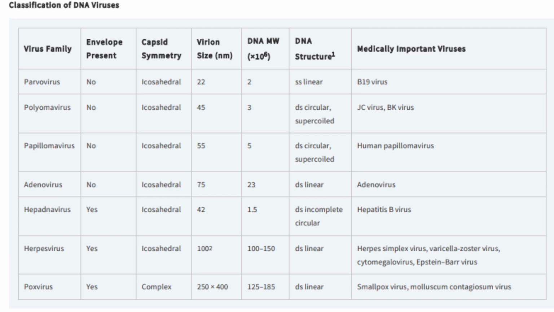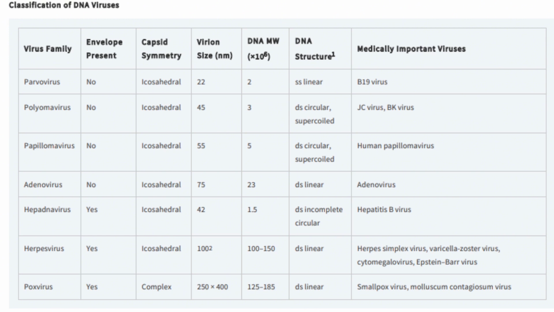Virus families: parvovirus, polyoma, papilloma, adeno, hepadna, herpes, and pox virus, arranged in increasing size. So parvo is the smallest, pox virus is the largest, and this shows which has an envelope and which does not. In symmetry, all are icosahedral except the pox virus, which is complex. And in DNA structure, all are double-stranded except parvovirus, which has single-stranded linear DNA.